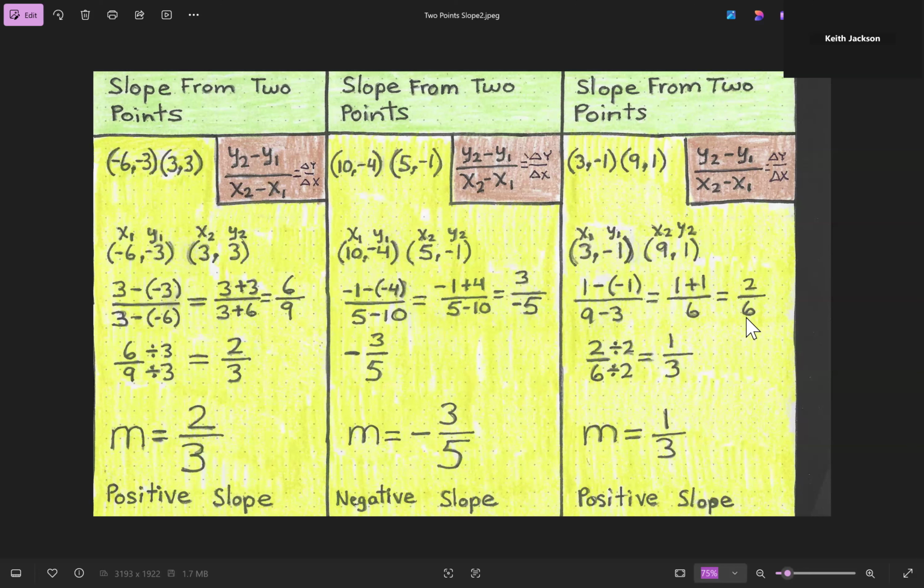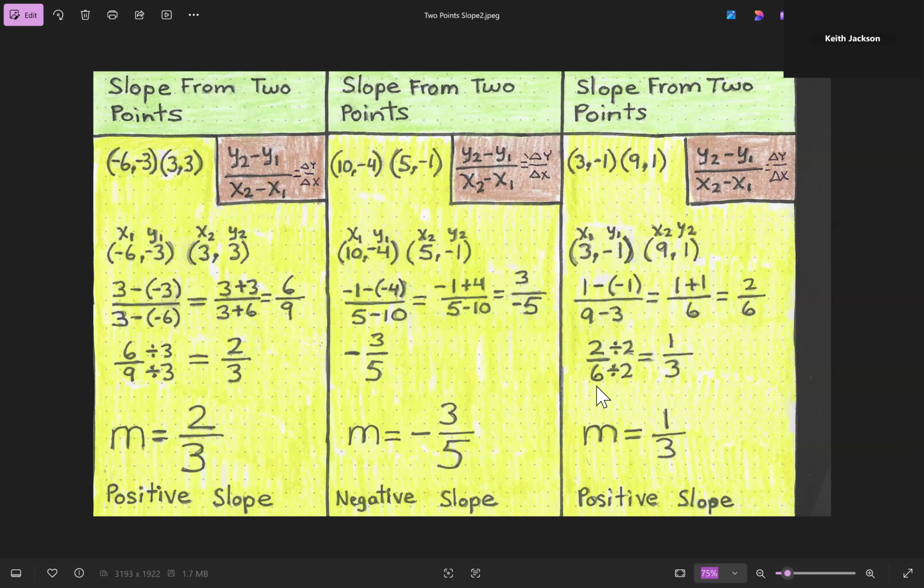And so we have 2 over 6 as our slope, but that could be simplified when we divide both the numerator and the denominator by 2, and that would give us 1/3. And so our slope in this case would be a positive 1/3, meaning that the right side is going to be higher than the left side.